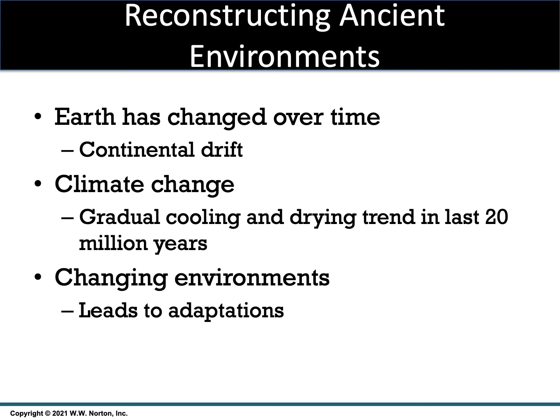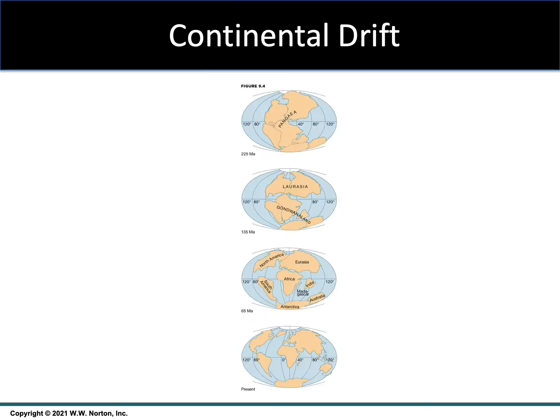Like in the past, climate change was not necessarily a bad thing. But there's evidence that the Earth has become drier and cooler over the last 20 million years. If this had not happened, our ancestors might still be living in trees.